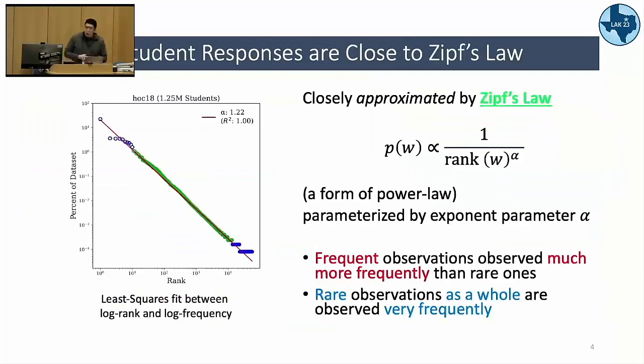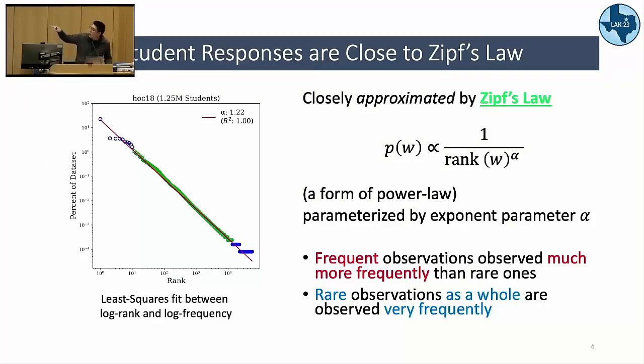It's been noted on a handful of occasions that student responses to block-based programming assignments follow, or are close to, what's called Zipf's law. Zipf's law is essentially a probability distribution where, if you order the responses by their probability, their rank and probability have an inverse power law relationship. And Zipf's law is parameterized by an exponent parameter alpha that defines the shape of this distribution.